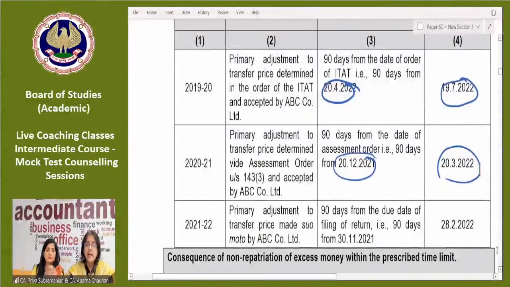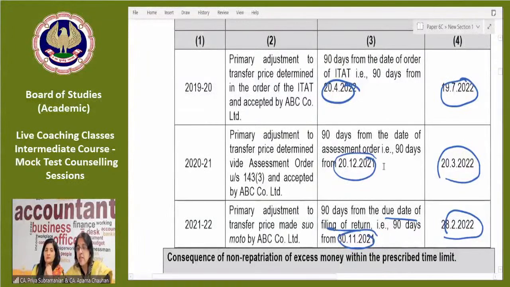Then the third one, AY 21/22, it's suo moto. They have done it suo moto. So you have to compute it from the due date of filing the return. From 30/11/21, you have to do it, and that comes to 28/2/22. Don't make the mistake of doing it from the actual date of filing the return. It's from the due date of filing the return. So this is a very easy question.